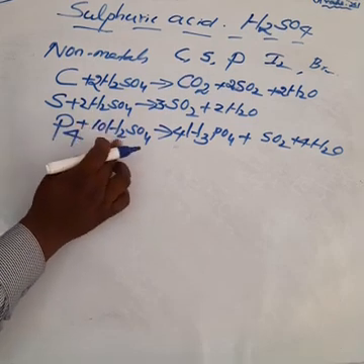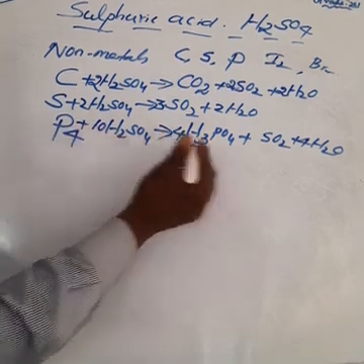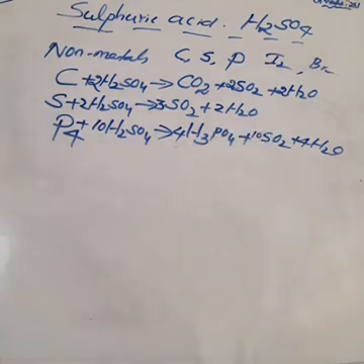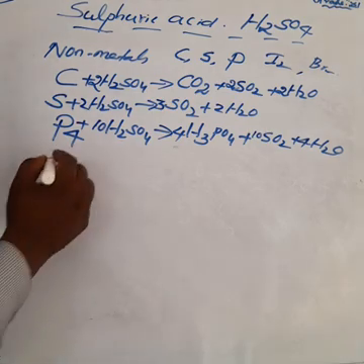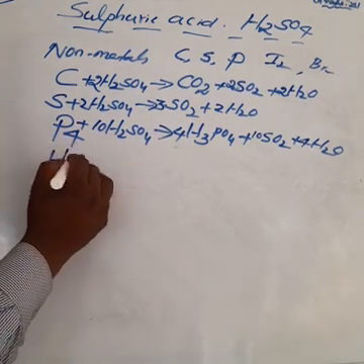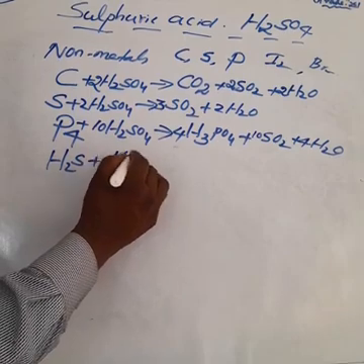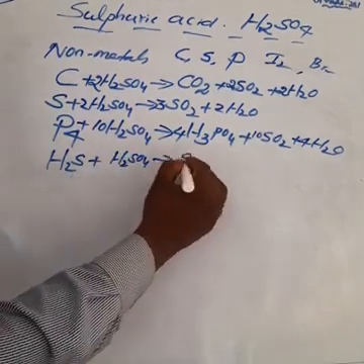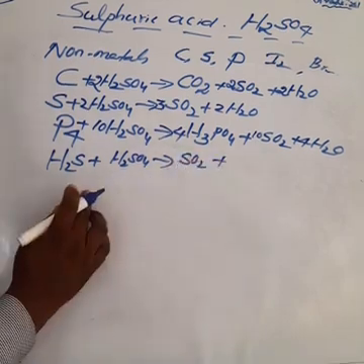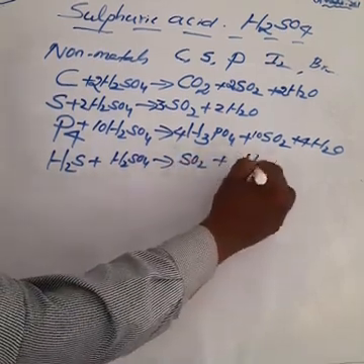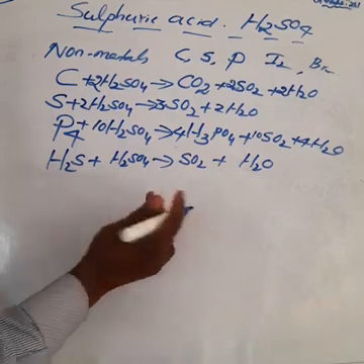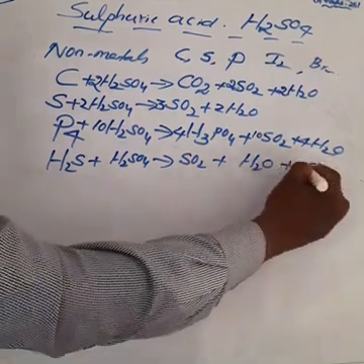So how much sulfur is there? The reactant side 10. So make it the product side also 10. Now the equation is balanced. Now about hydrogen sulfide reacts with the sulfuric acid, we get sulfur dioxide SO2 plus water molecule H2O, that is hydrogen combines with oxygen, we get water, and also we get a nascent sulfur.